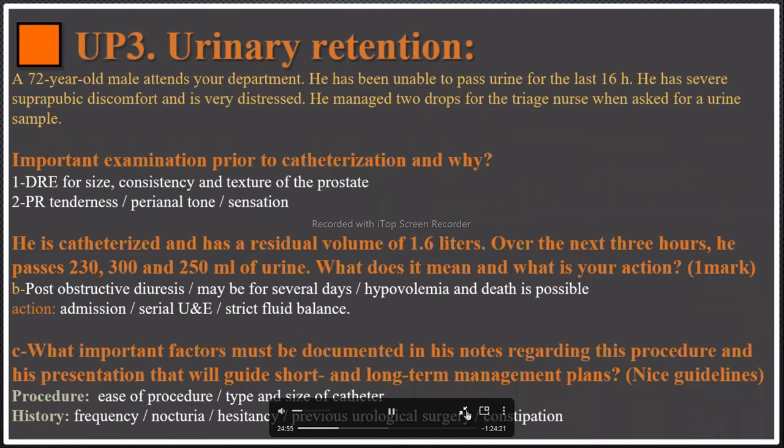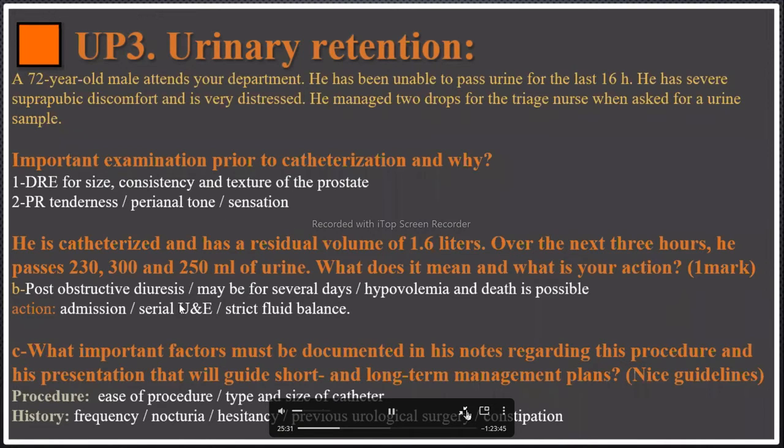Clear? If you are putting a hose between 2 bottles, the water will go from this bottle to this bottle. Why? Because it's connected. That's why this is called post-obstructive diuresis. Maybe for several days, the patient will lose urine and fluids. This will cause hypovolemia, and this is possible. So the action here: admission, serial U and E, strict fluid balance. So you will check fluid in and fluid out.